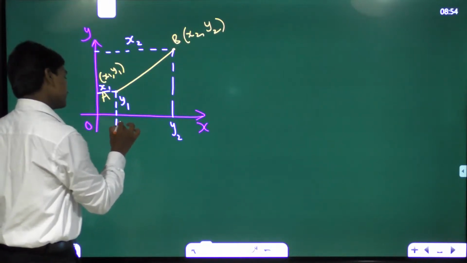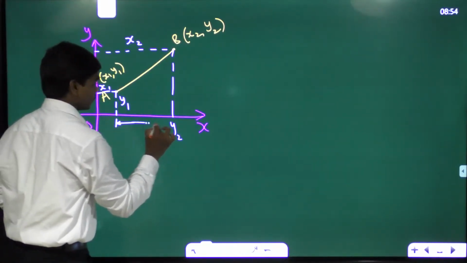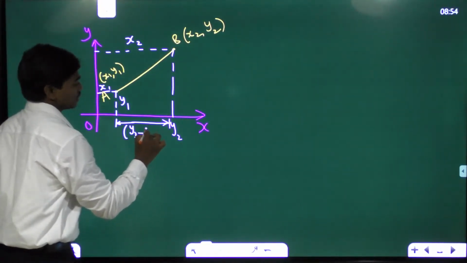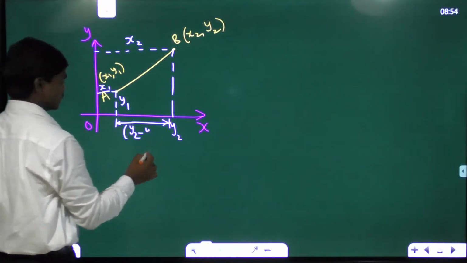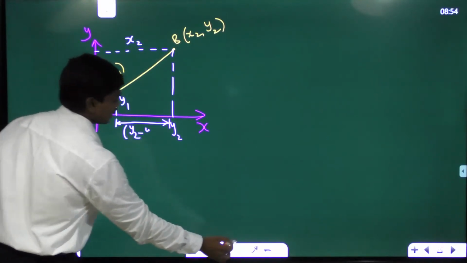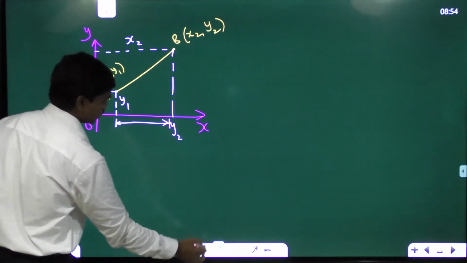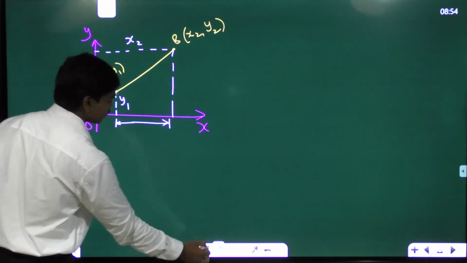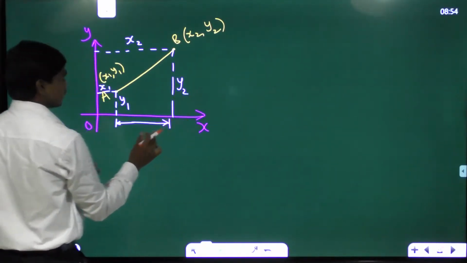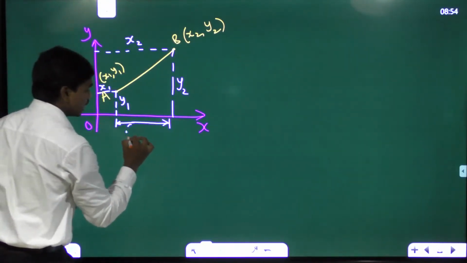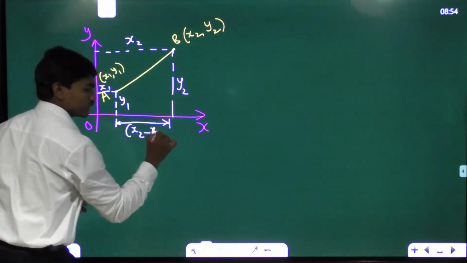If I want to determine the length of this segment, which is here, what could be this value? y2 minus... Sorry, I think we made it a bit wrong. If this is y1 and this happened because of writing y2 here, this length is y2, then this is x2 and this length is x1. So the value of this length is x2 minus x1.